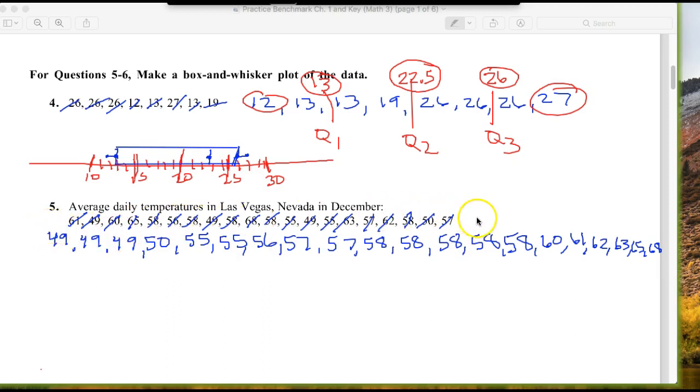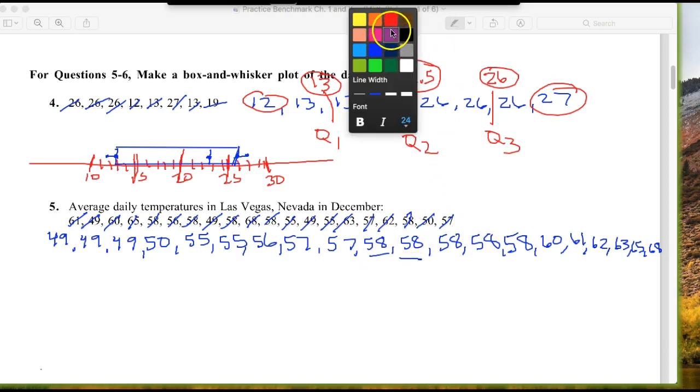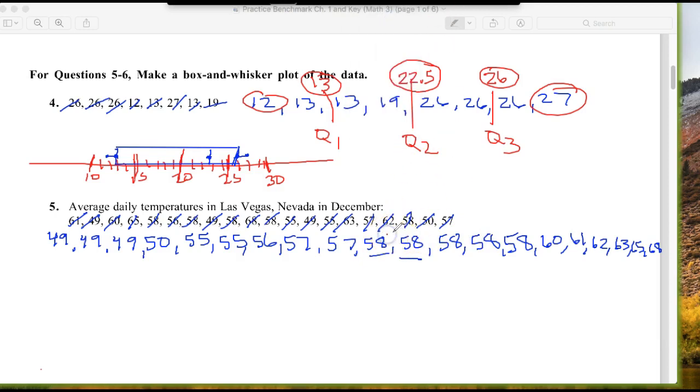So there are 20 values here, which means it's even again. So you're going to count 10 from each side. 1, 2, 3, 4, 5, 6, 7, 8, 9, 10. And make sure it's 10 from this side. 1, 2, 3, 4, 5, 6, 7, 8, 9, 10. So the 10th and 11th values in between will be your median or your middle. I'm going to go ahead and draw a little red line right here. 58 and 58, the average of 58 and 58 is 58. So the median or the middle is going to be 58. That will be quartile 2.